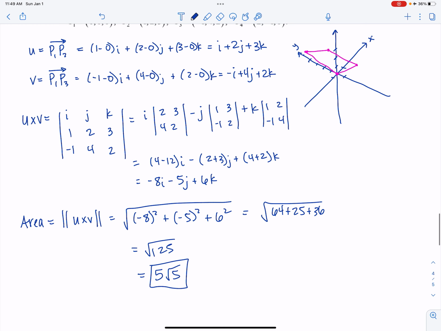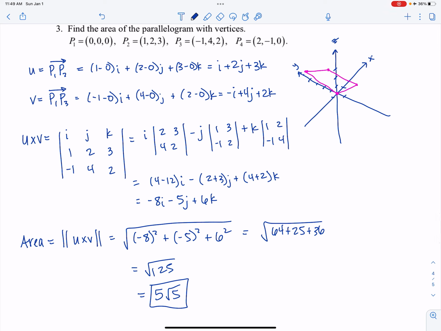So the area of the parallelogram going through this 3 space is 5 root 5. And it's measuring in whatever units, whatever scale this is in. So the area, 5 root 5 square units, whatever it is measuring in.